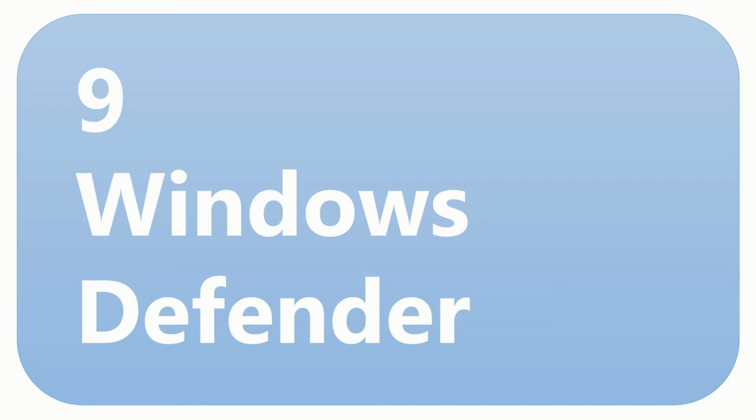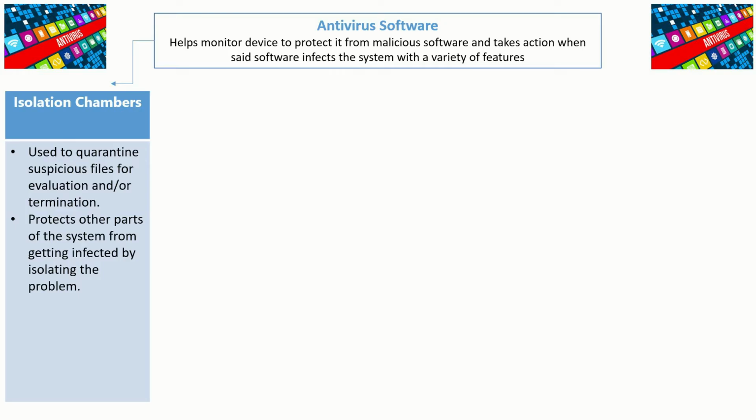Antivirus utilizes isolation chambers in which to quarantine suspicious files to be reevaluated or terminated later on. By isolating a suspicious file or application, this prevents further damage from being done to your system, as well as minimizes the contact with the rest of your data to prevent further infection or leakage or wiping of your data.